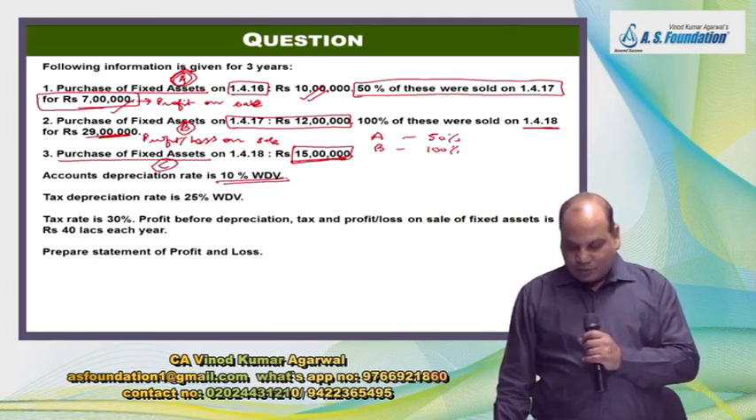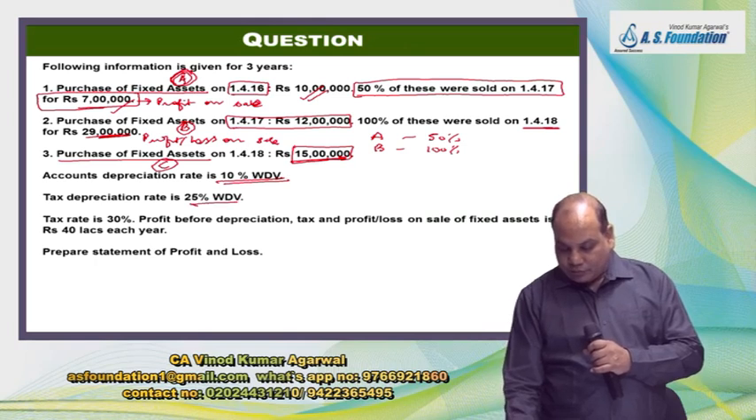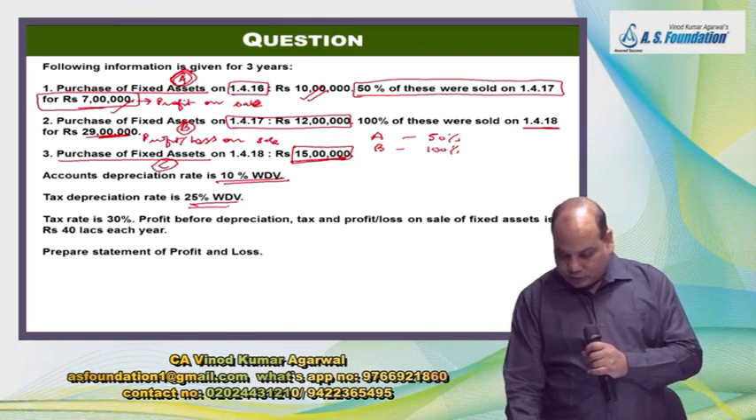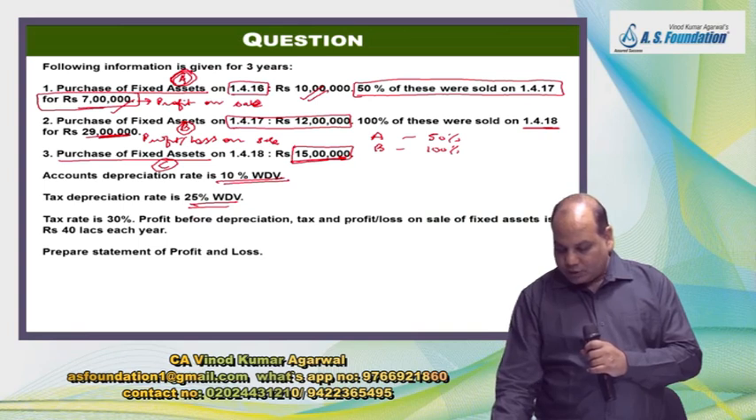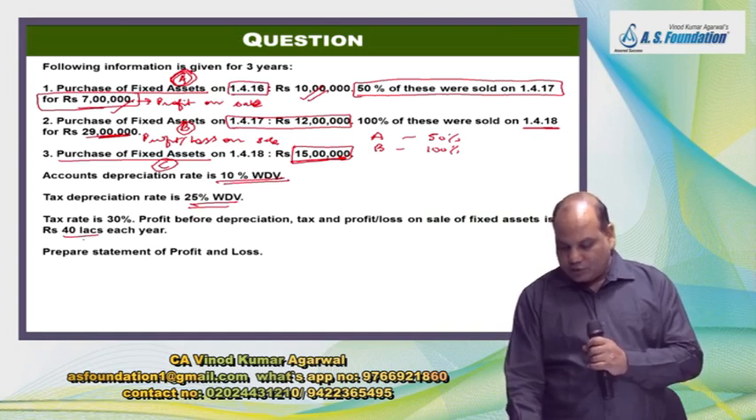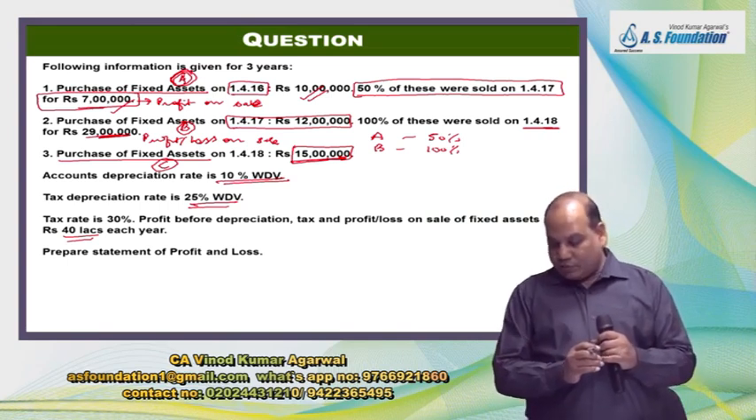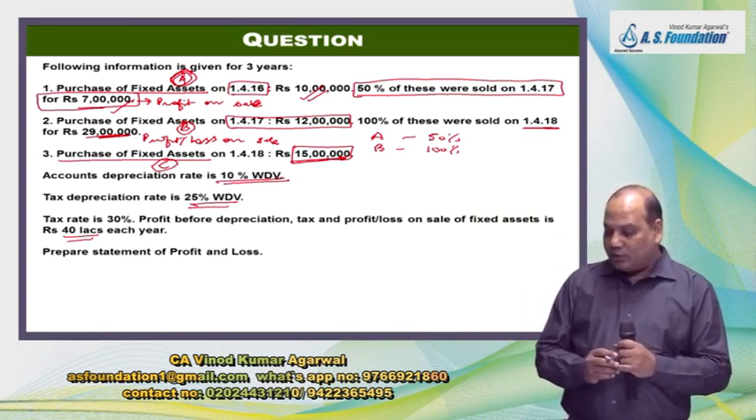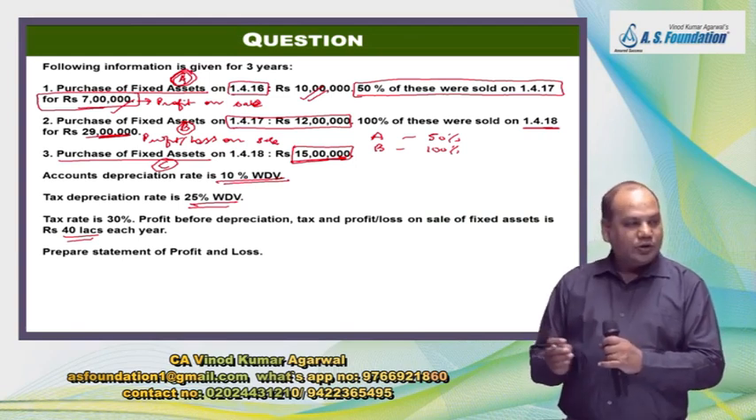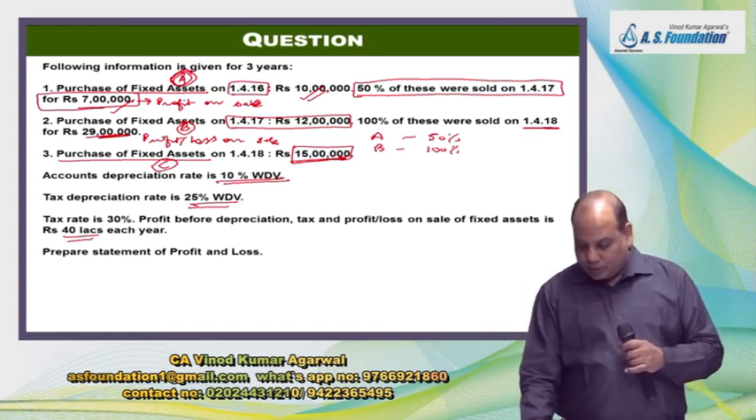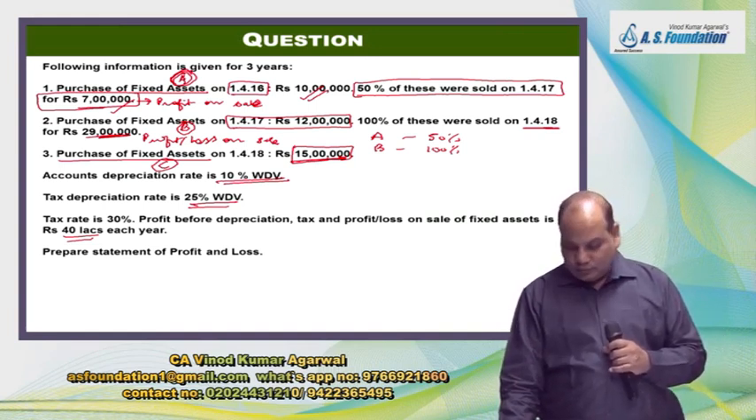Okay. 10% WDV for accounts, 25% WDV for income tax. Okay. Tax rate is 30%. Profit before depreciation, tax, and profit or loss on sale of fixed asset is 40 lakh each year. So this is the profit before providing depreciation, and also before calculating the gain or loss on sale of fixed asset. Before these two adjustments, this is the profit. Prepare statement of profit and loss. Okay.